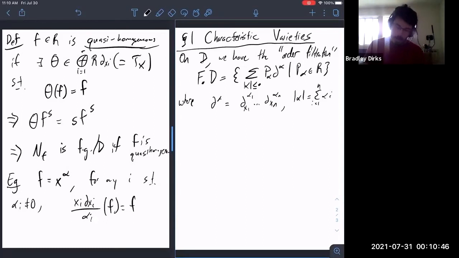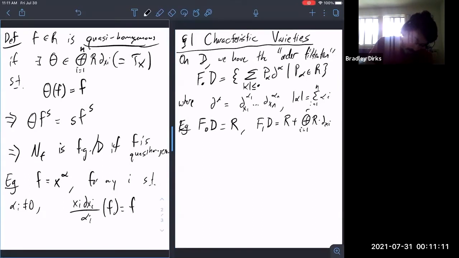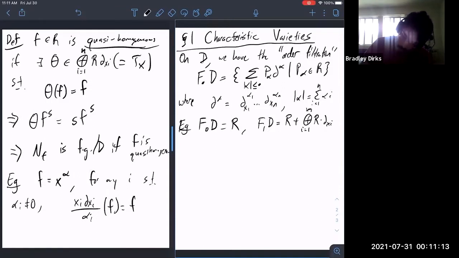Okay. So for example, F0 of D is just the polynomial ring. You're not allowed any differential operators in F0 of D. And F1 of D is, well, you have the last piece, but then you also add in this extra part, like the vector fields. I should say this is an n here. And this is also well defined when you have an arbitrary smooth variety.